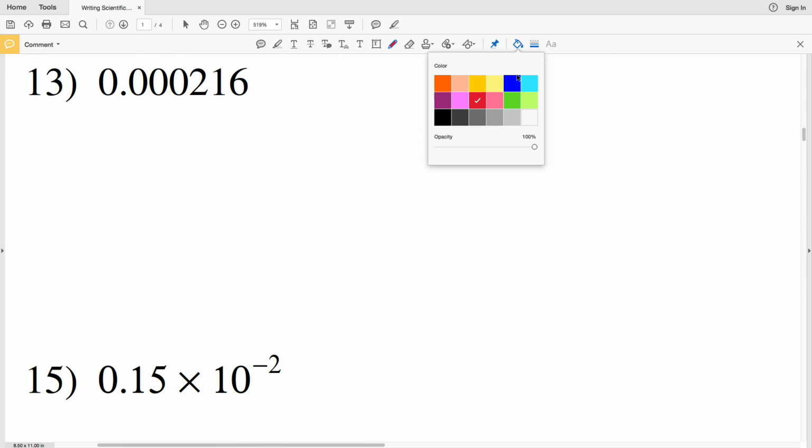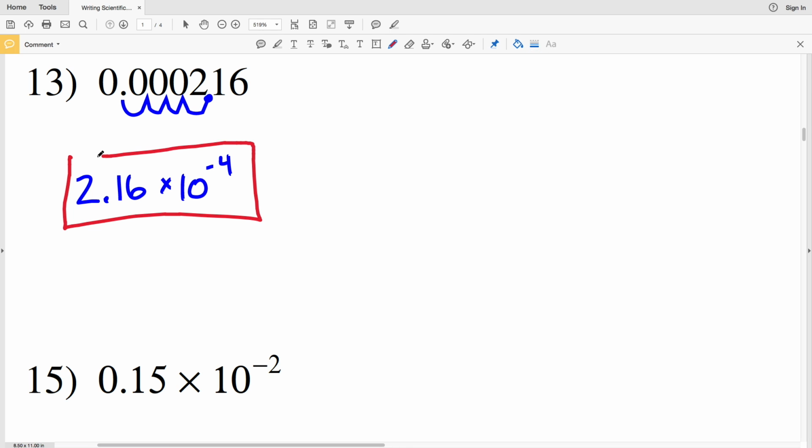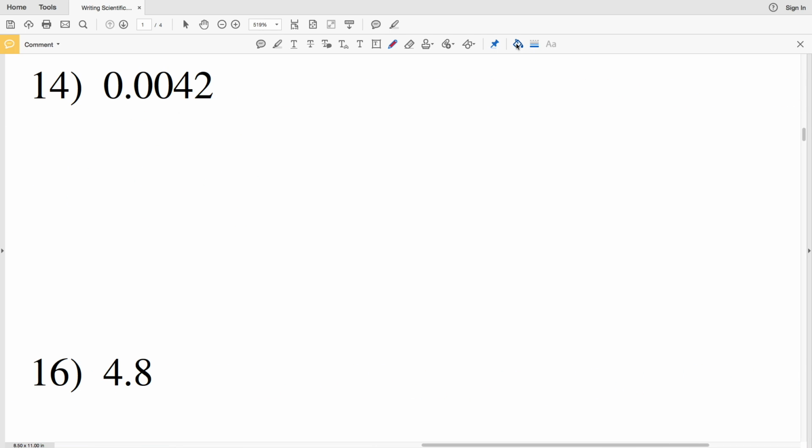For number 13, we're going to be moving the decimal place 1, 2, 3, 4 times to the right, so that we have just the 2 in the ones place. So that'll be 2.16 times 10, and then again it was 1, 2, 3, 4 times, so 10 to the negative 4th. And number 14, we're moving the decimal place 1, 2, 3 times to the right. So 4.2 times 10 to the negative 3.